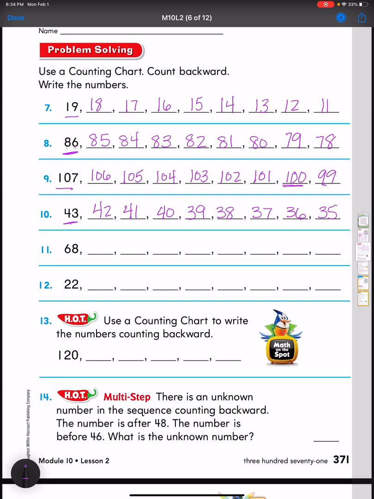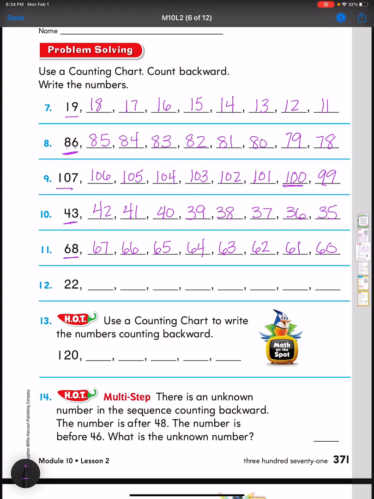All right, number 11. Let's count backwards from 68. 68, 67, 66, 65, 64, 63, 62, 61, 60.